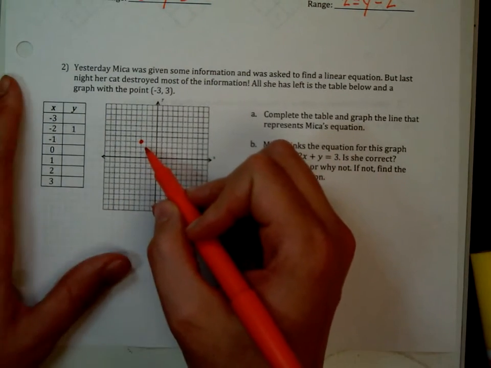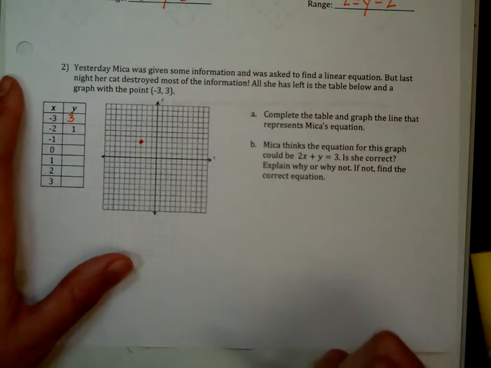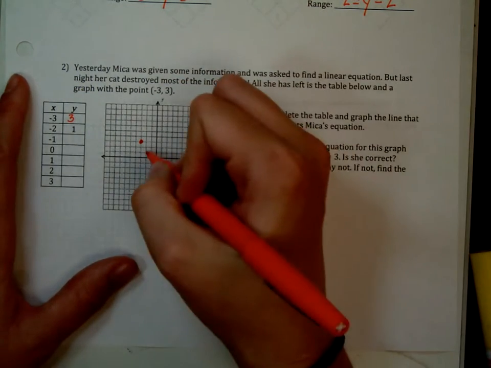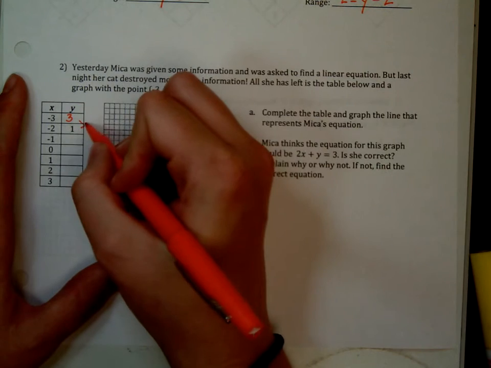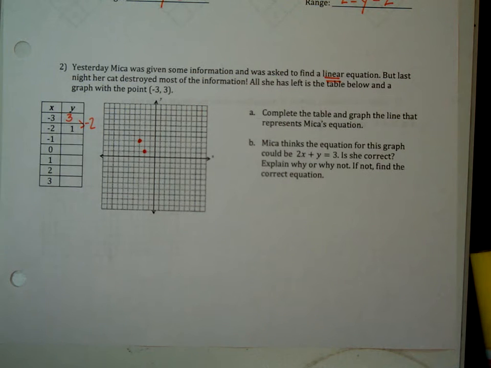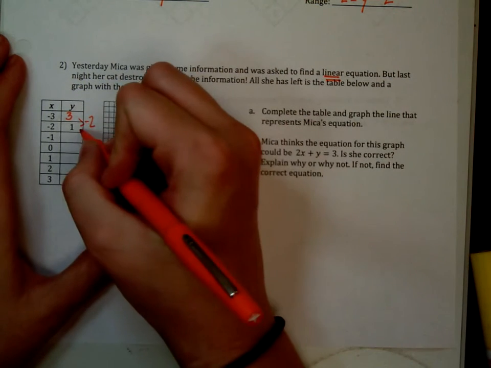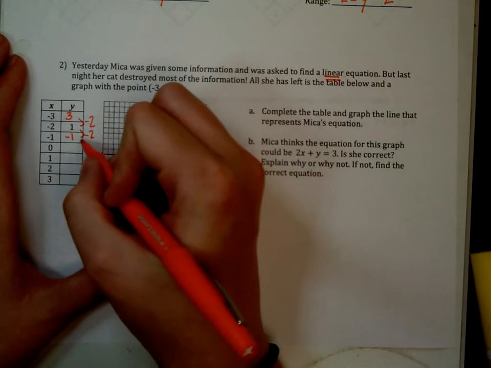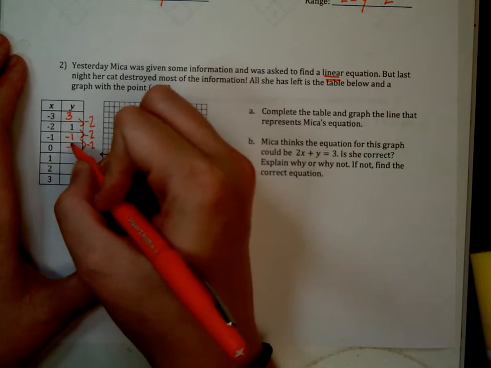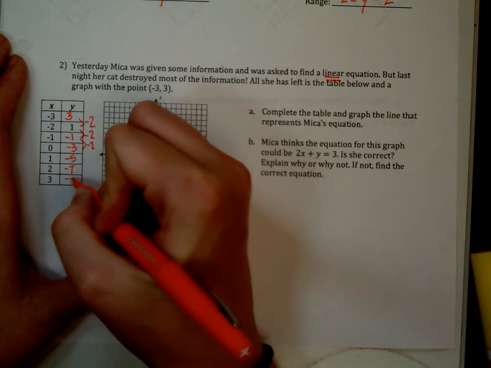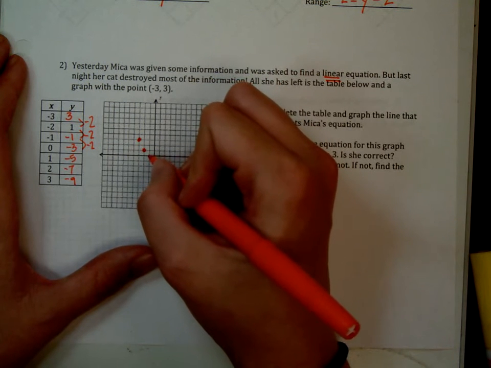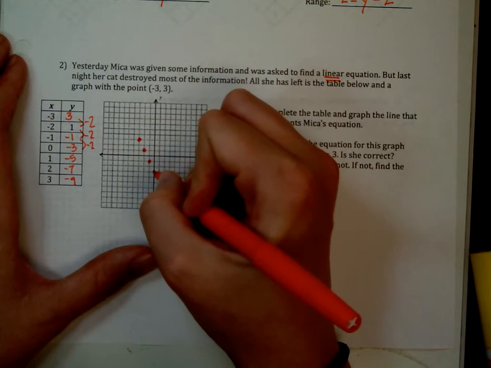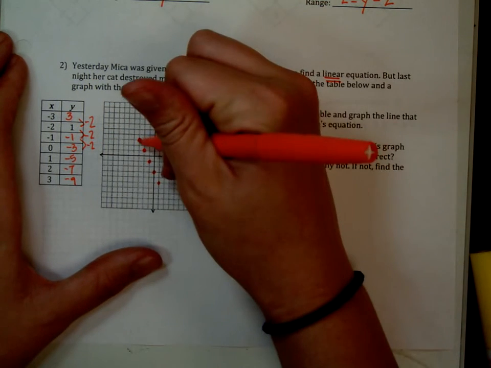So I can put when x is -3, y is 3. When x is -2, y is 1. So I see that we're going down 2. I know that this is linear, so our difference is going to be the same every time. So we're going to go down 2 again to -1, down 2 to -3, -5, -7, -9. So each time we go over 1 and down 2. So here's our line.